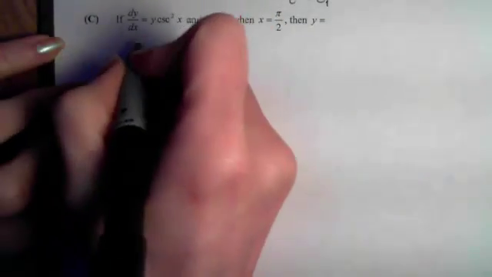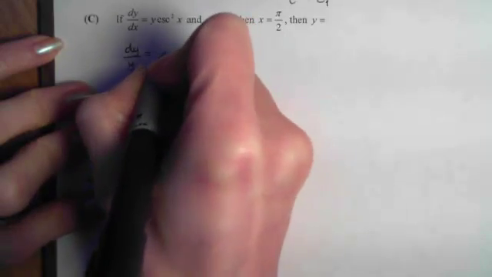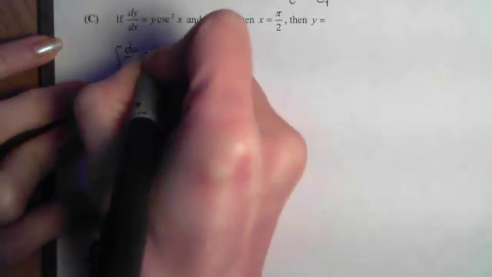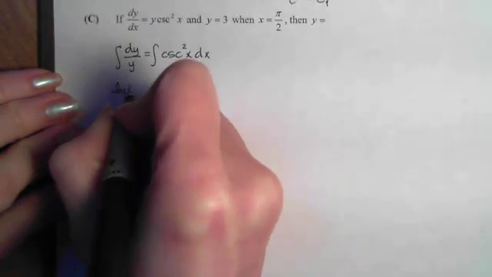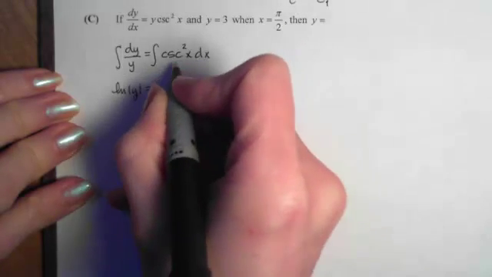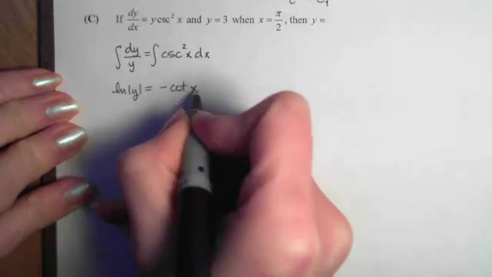So last part, c. Again, we need to isolate or separate, so I'll move the y to the other side, the dx to the right, integrate both sides. What do I take the derivative of with respect to x? It gives me cosecant squared. Well, that's a negative cotangent.